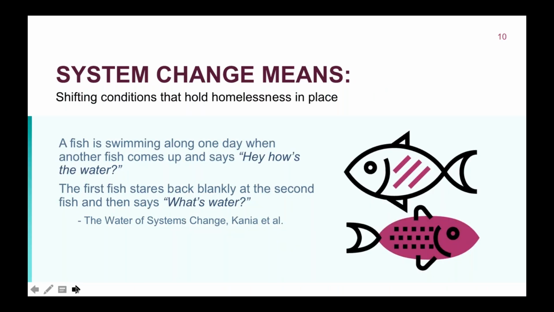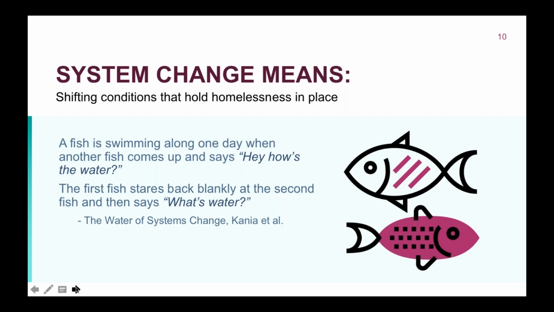System change means shifting the conditions that hold homelessness in place. We're very much indebted to the folks at FSG in the United States for their article on the water of systems change that started a conversation among foundations, actually, about their role in systems change to address the deeply rooted social issues. More than anything, I think Module 1 is about starting to have those conversations and name those conditions and factors we do not always see because we are in it.